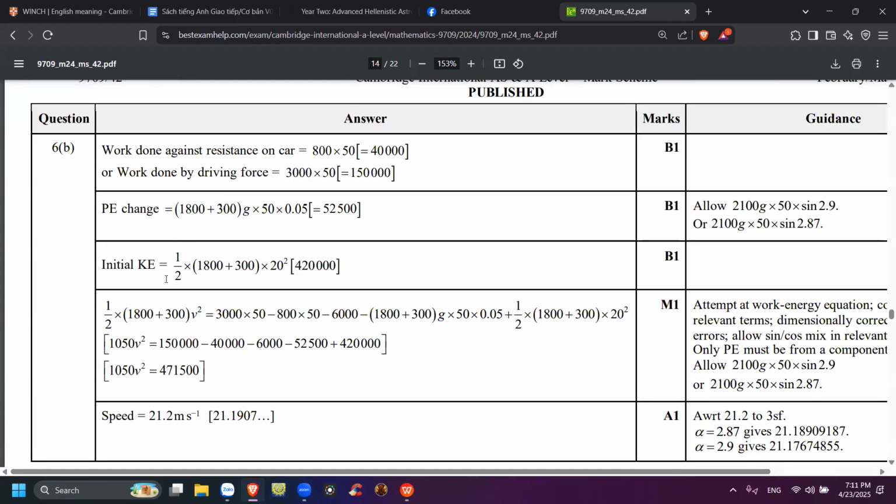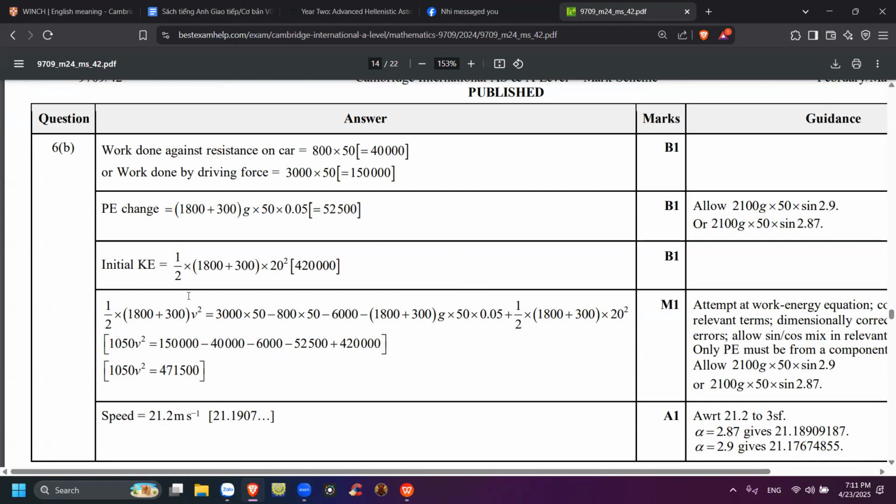So remember that both of them change potential energy. Both of them increase in potential energy, I think. So that's why this one is 52,500. The number looks exactly like many past papers I've seen. 52,500. I still remember this number.